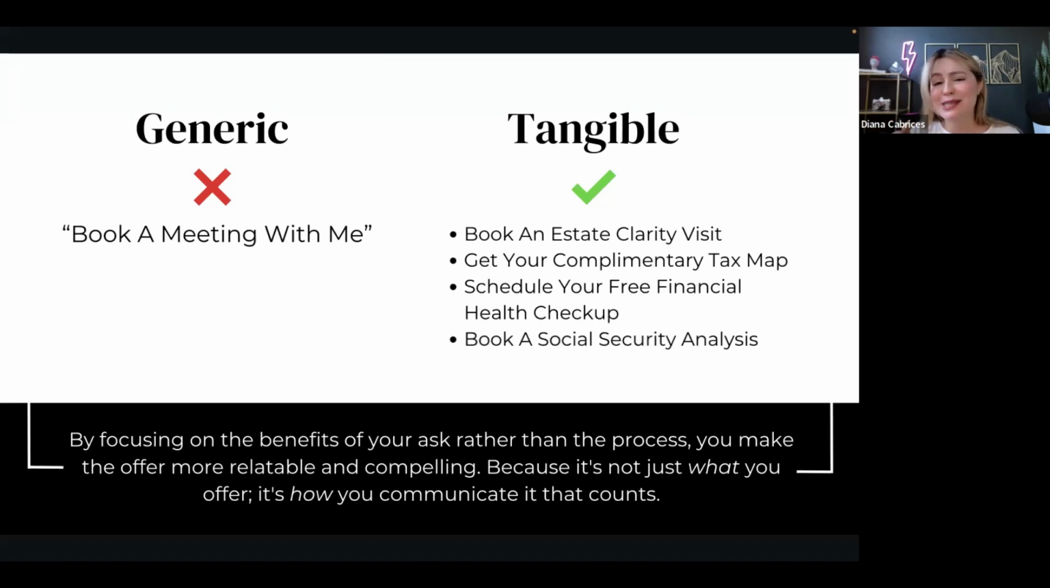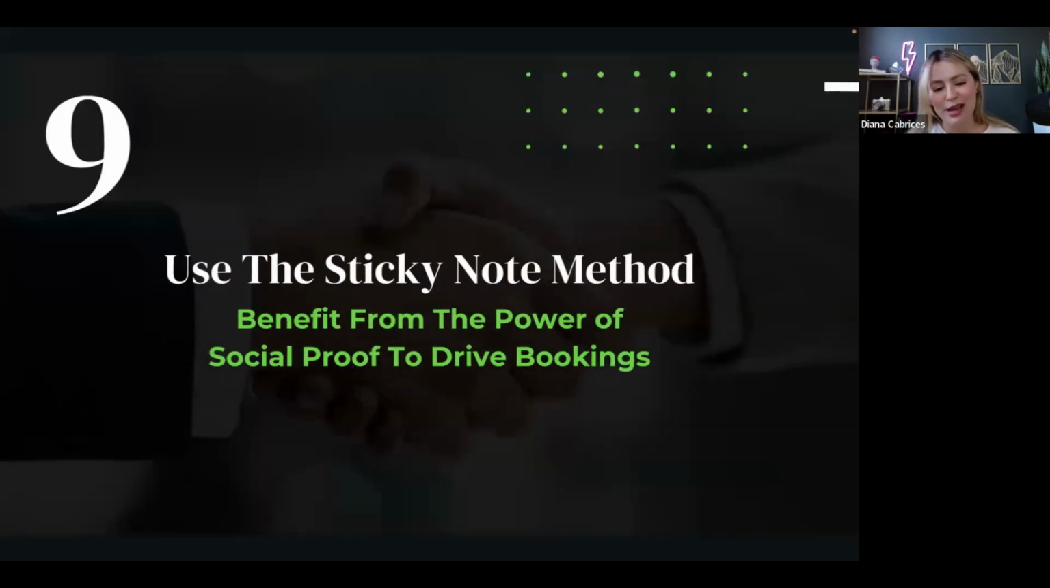By the way, this doesn't just apply to your event's call to action. This applies to all of your marketing calls to action, your website, your email list, all the above. Tangible, book an estate clarity visit. Schedule your free financial health checkup. This is much better. It's more tangible and it's more compelling, and it's going to get more people to take action with you because there's something in it for them. The word free is especially powerful in marketing. That's just psychology. Tip number 9 is the sticky note method.